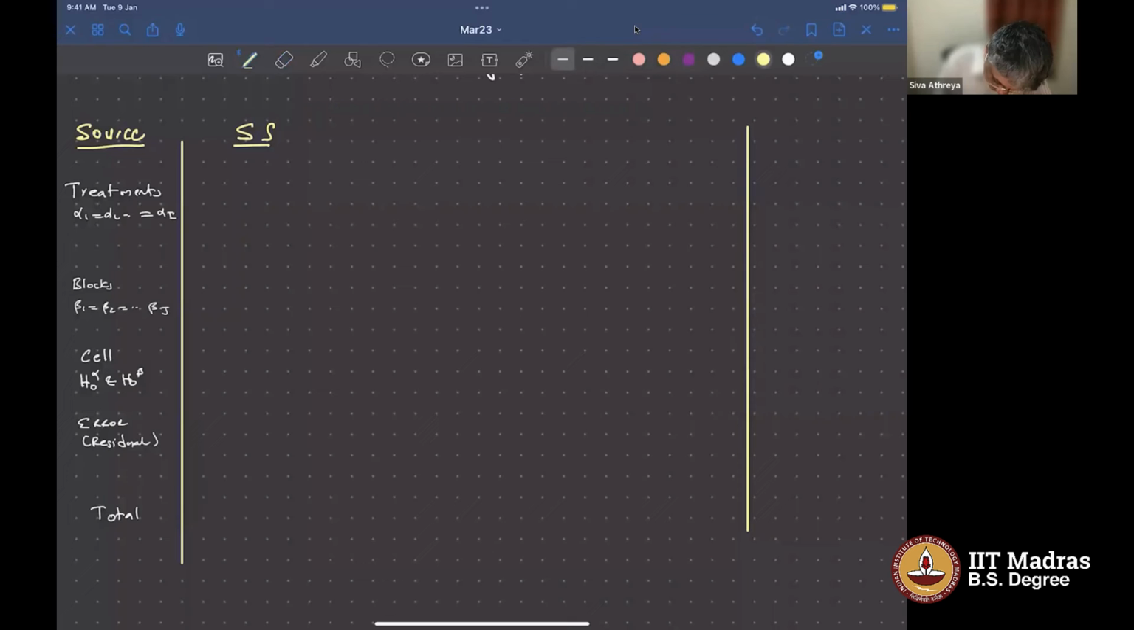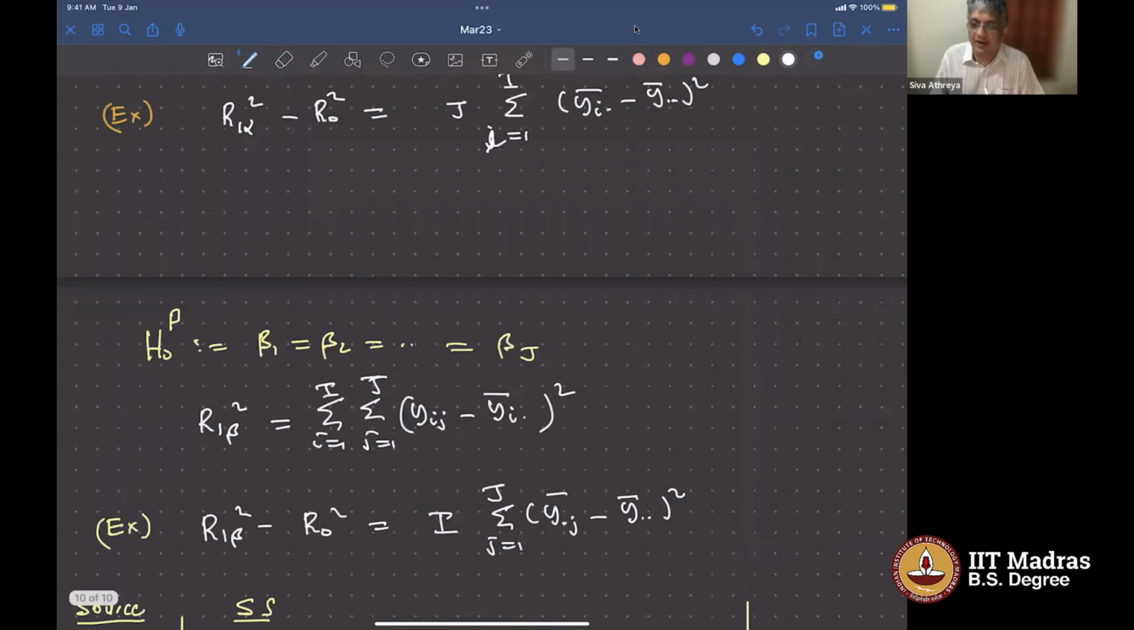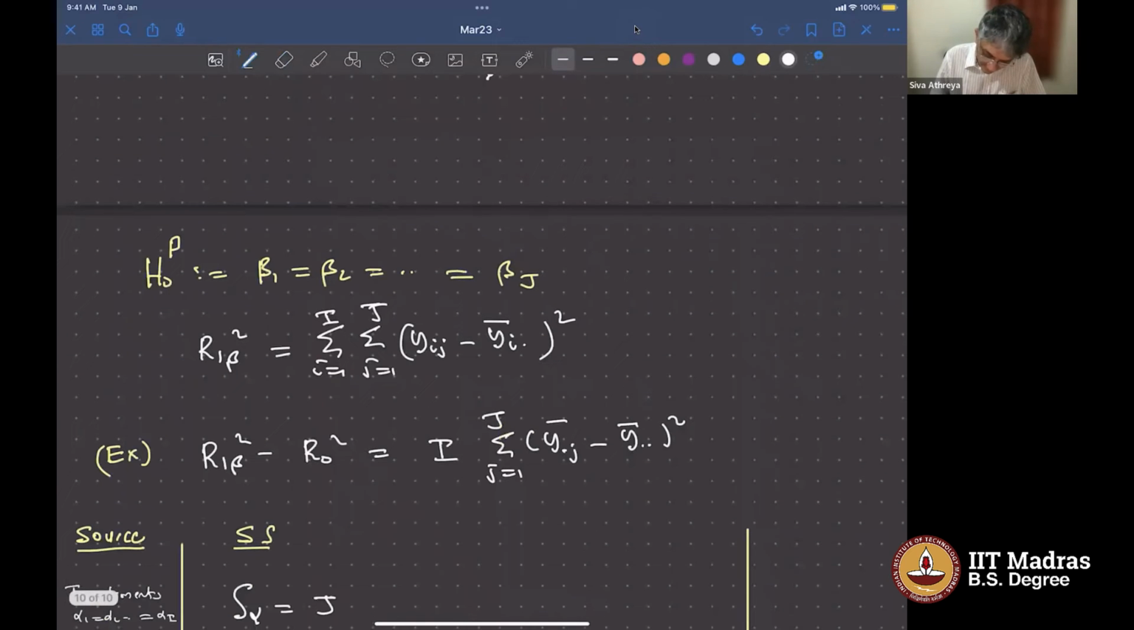That one is going to be what? S alpha is going to be just J times what we had here, this exact statistic right here. This is y dot dots. So let's write that down. Let's copy that down and put that here.